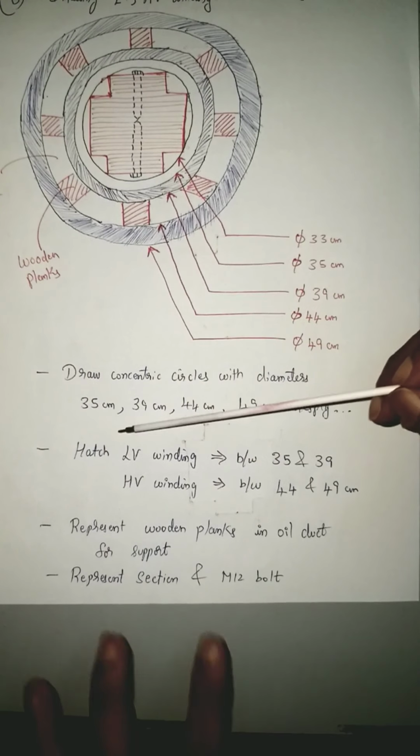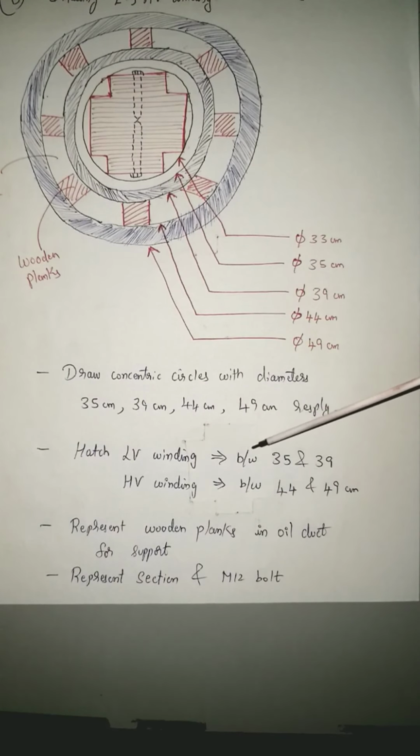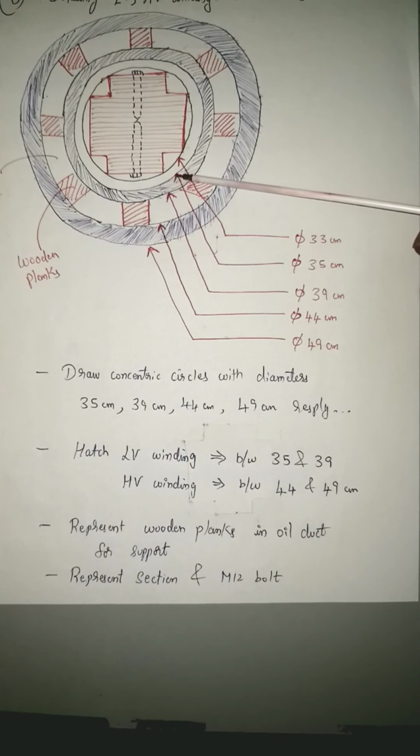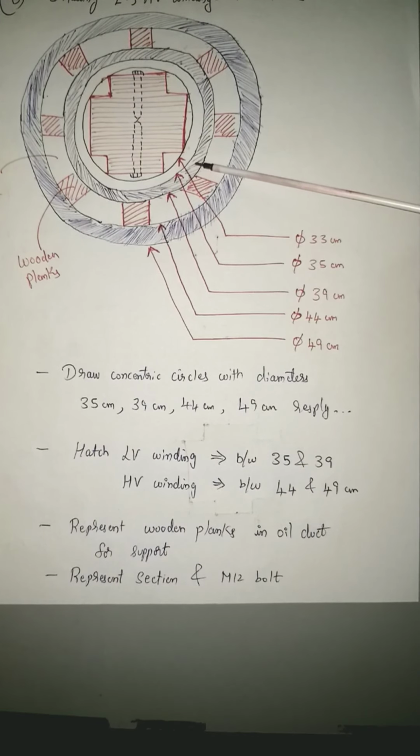Next step is to hatch the LV winding, which is between 35 and 39. See, this is your circle of 35 and this is the circle of 39. In between, whatever is there is our LV winding that has to be hatched, because in the problem they have given the inner dia of LV winding and outer dia of LV winding, which are 35 and 39. So in between 35 and 39, whatever you are seeing, that section is LV winding.